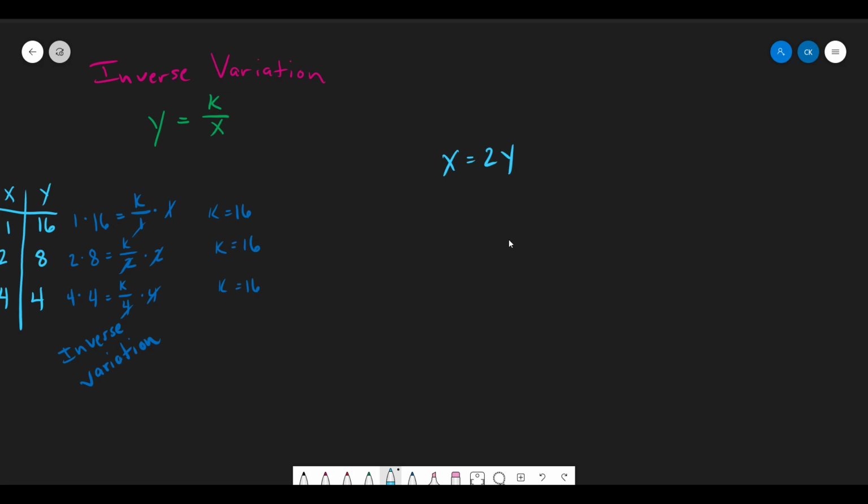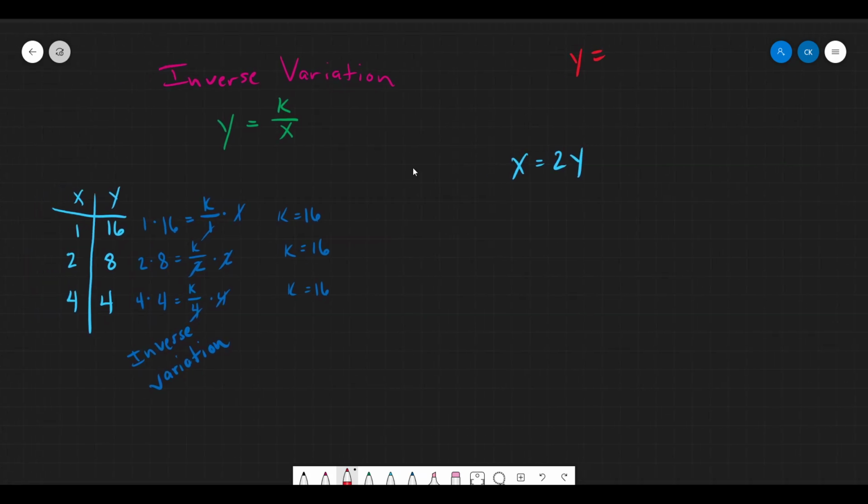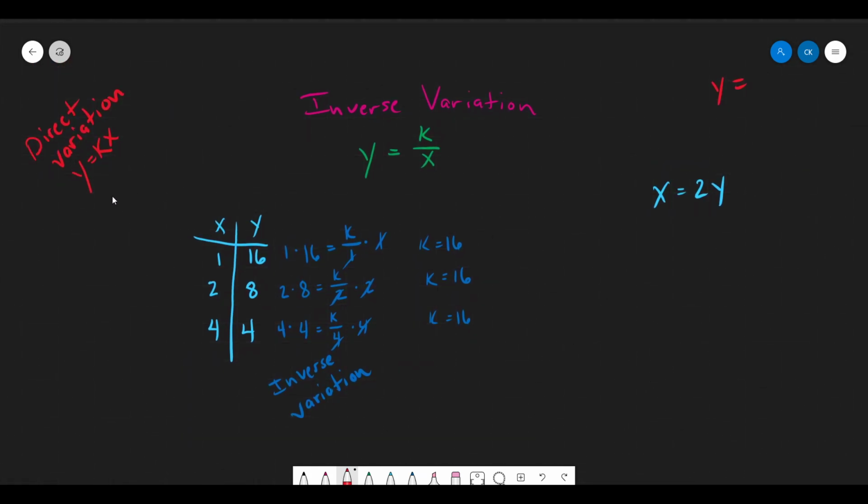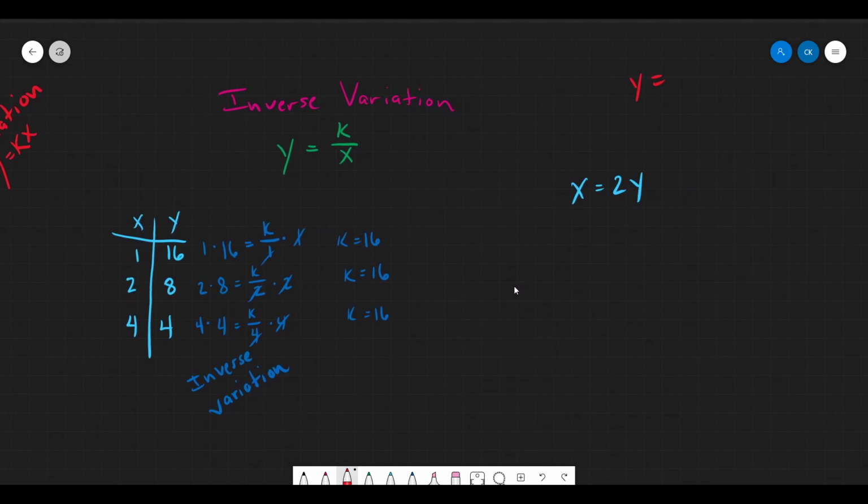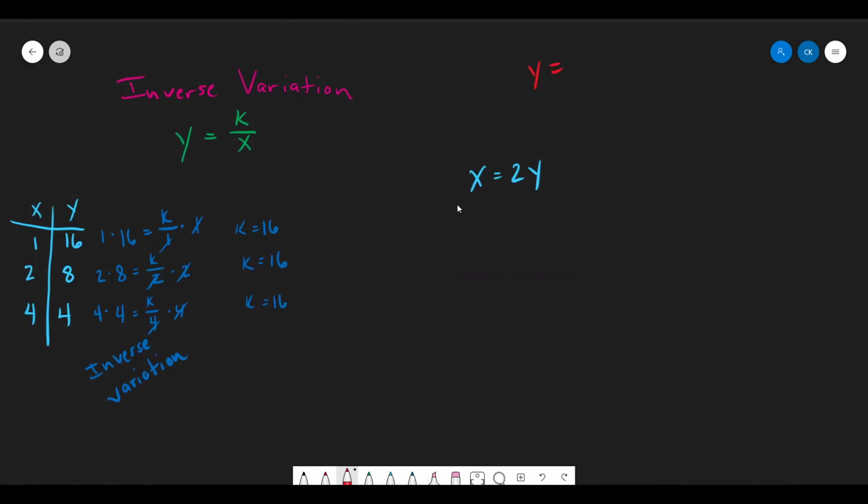If I give you a function, we need to make it y equals, because if we look at both of our variations here, they both have y equals. They both start with a y equals. So all I'm going to do with the function here is make it y equals.